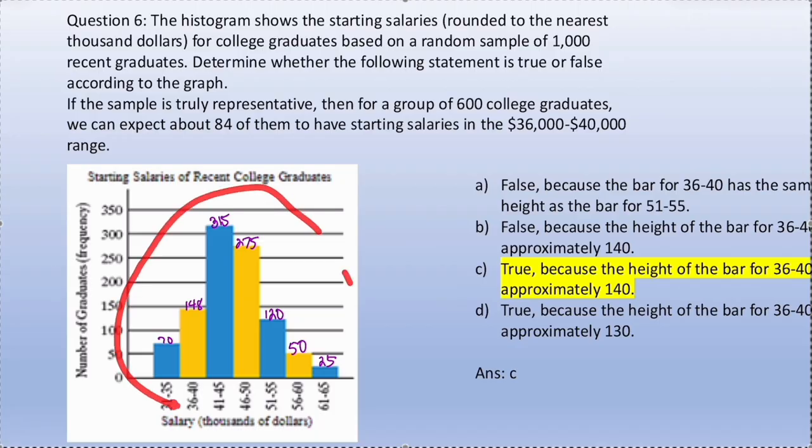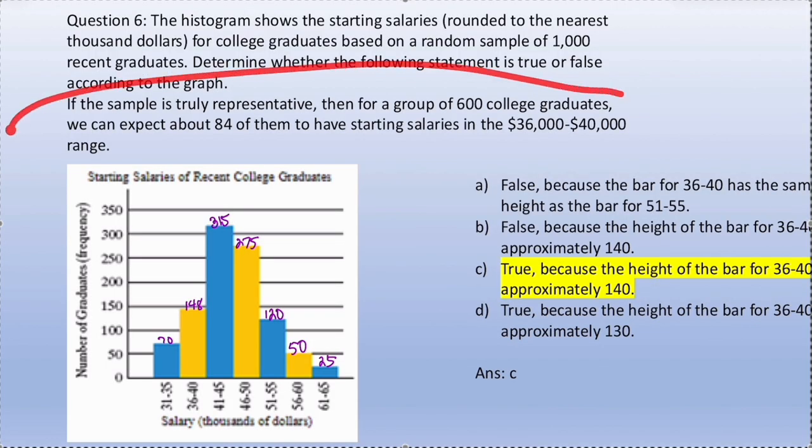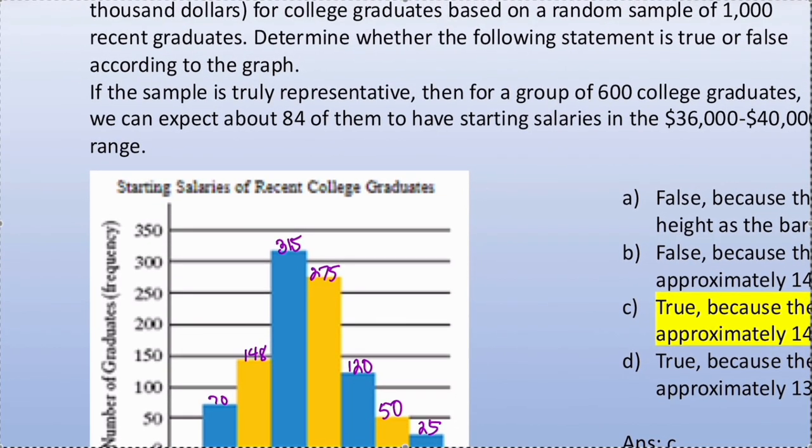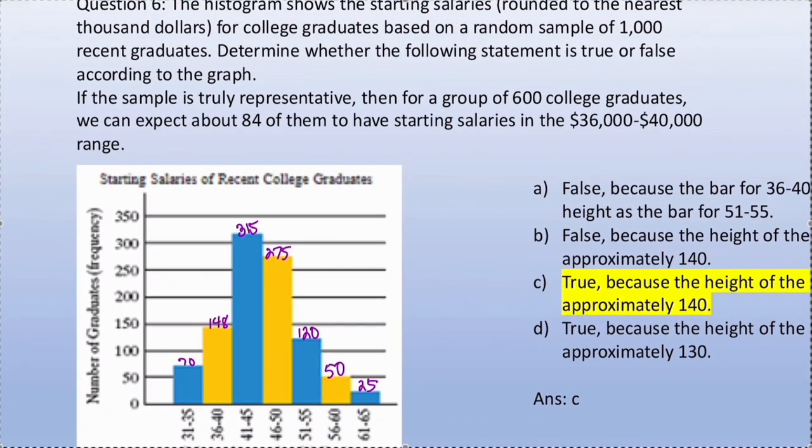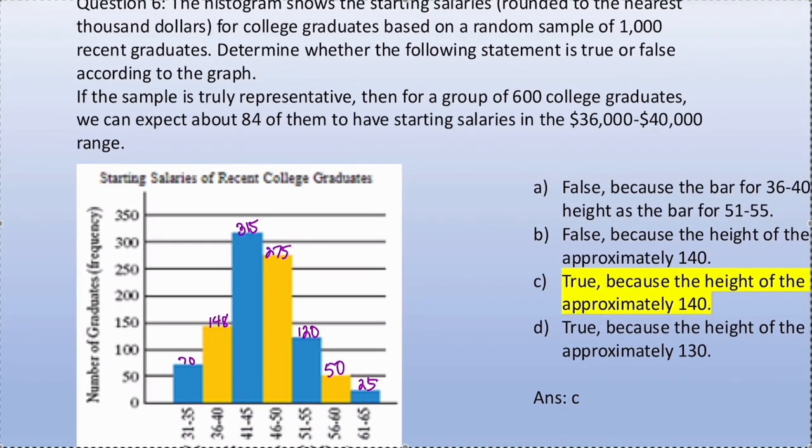If the sample is truly represented, now remember that is 1,000 on that chart, then if we have 600 graduates, we can expect about 84 of them to have starting salaries between 36 to 40,000. So let's go with what we know on the chart. 148 out of 1,000 is how many out of 600? Is it going to be that 84?